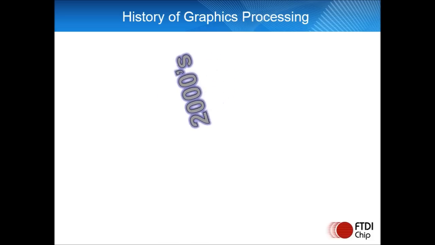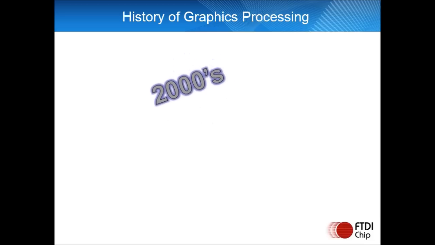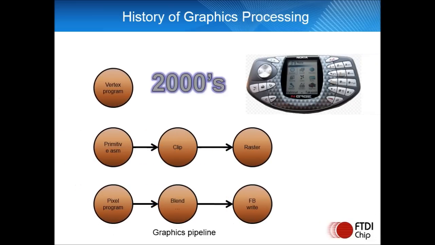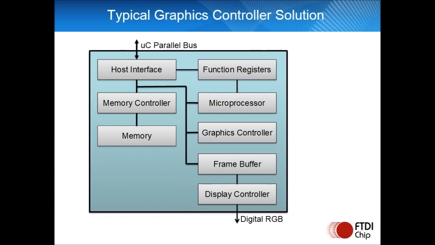The new millennia saw complex graphics processing enter the mobile market, with Nokia's N-Gage and Sony's PlayStation Portable. Via OpenGL and DirectX, programmable graphics processing was added.